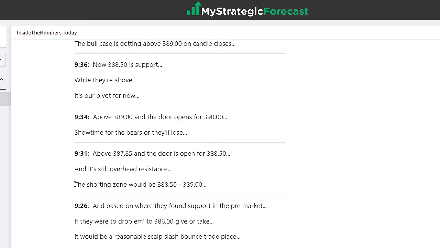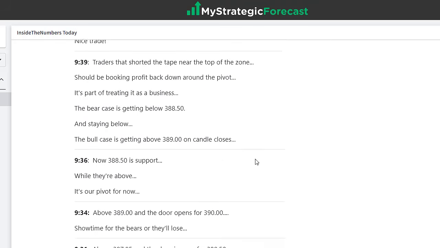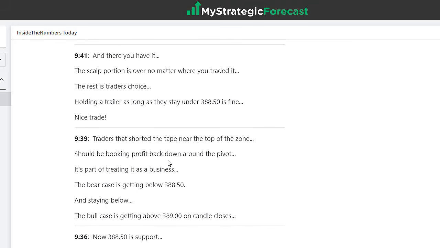So we refined things at 9:31. The shorting zone would be 388.50 up to 389. They ultimately had a pullback all the way almost to 386. 387 was an exit that you'll see later. That means traders got somewhere between maybe 12, 15 or more S&P handles. Nice trade. Let's see what else we have.